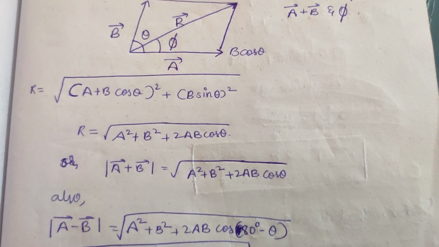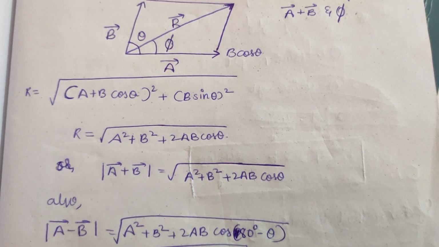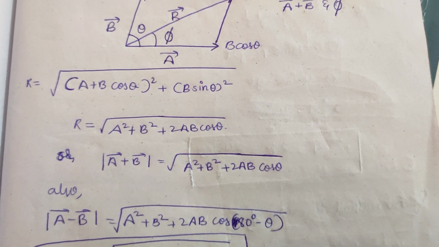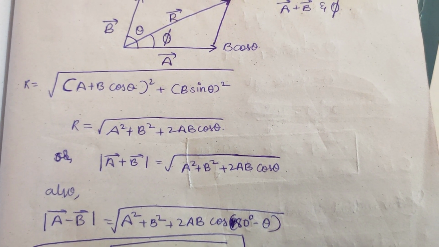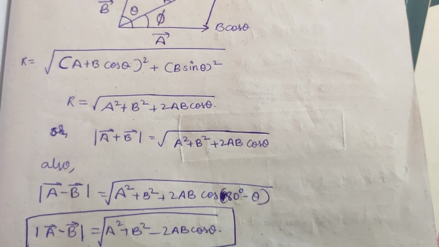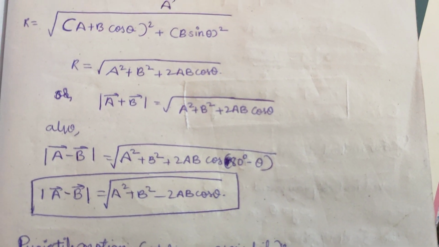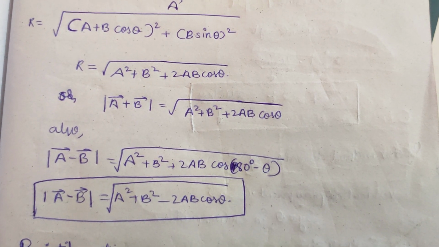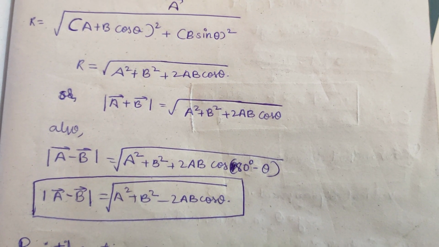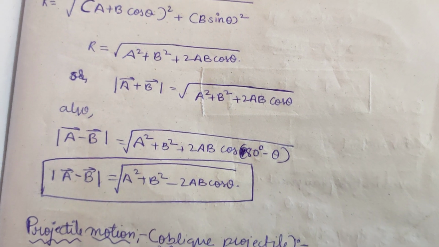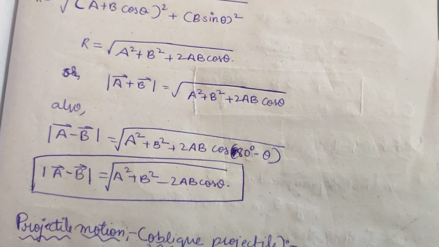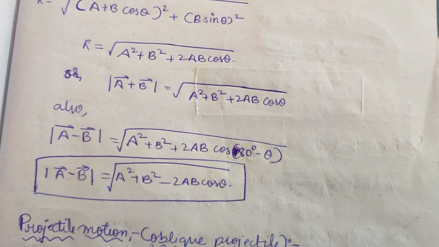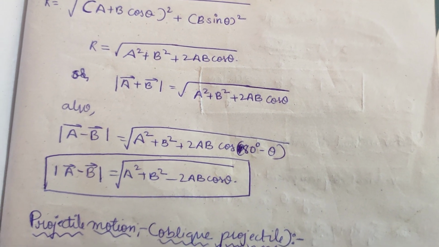The magnitude of a plus b gives rise to under root a square plus b square plus 2ab cos theta. Now a minus b equal to under root a square plus b square plus 2ab cos of (180 minus theta). So finally we'll get a minus b equal to under root a square plus b square minus 2ab cos theta.